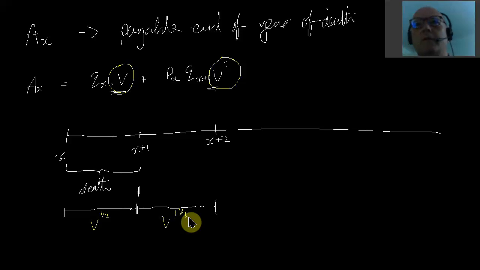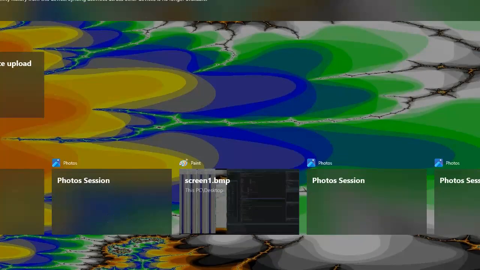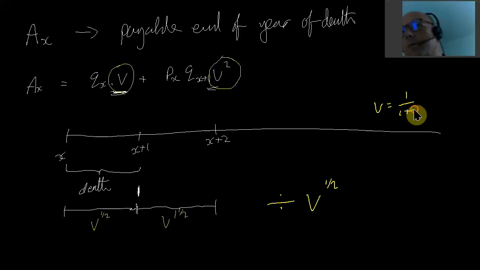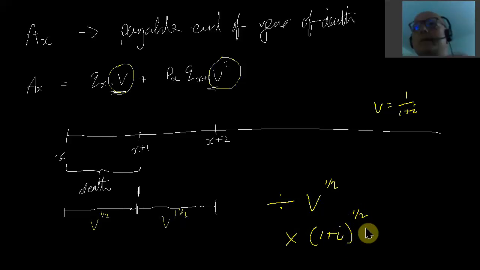But how do we do that? Well, if we're replacing that v by v to a half and that v squared by v to the 1.5, all we are doing is taking every term in the formula and dividing by v to the half. Well, v, remember, is 1 over 1 plus i. So that is the same as multiplying by 1 plus i to the power of a half. So that is how you move the benefit payment from the end of the year to halfway through the year.